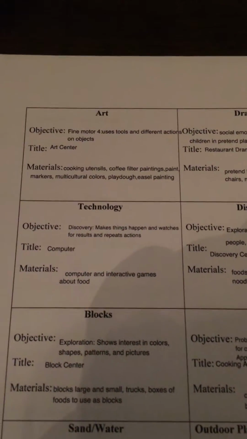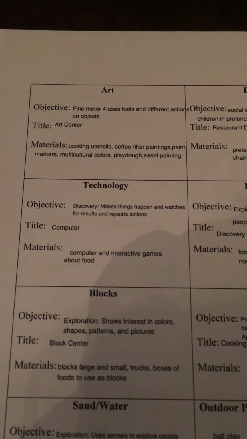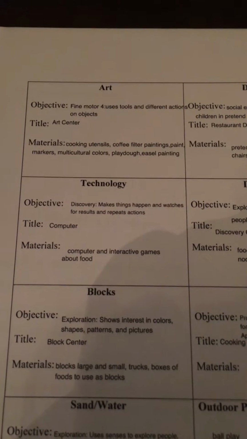For my Dramatic Play Center, my objective would be social emotional development, which is to play with toys with other children and pretend play. My theme for this Dramatic Play Center would be a restaurant, so I would try to make my Dramatic Play Center into a restaurant with pretend food, cooking utensils, a stove, a fridge, table, chairs, menus, and multicultural baby dolls.